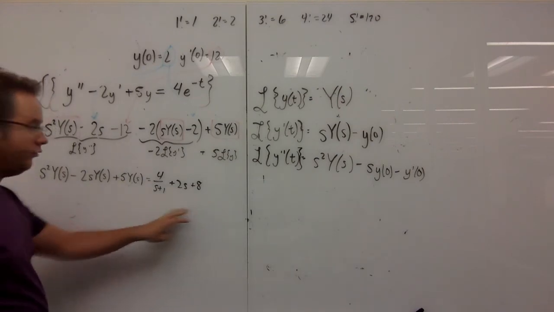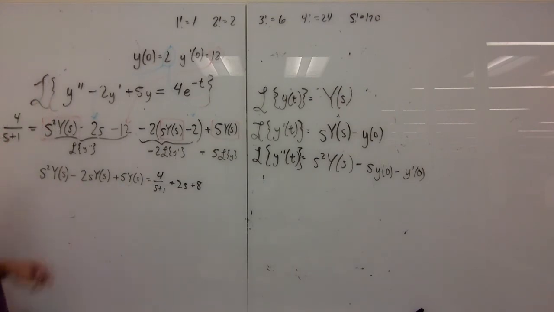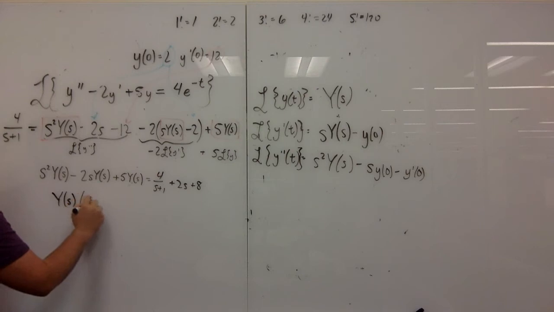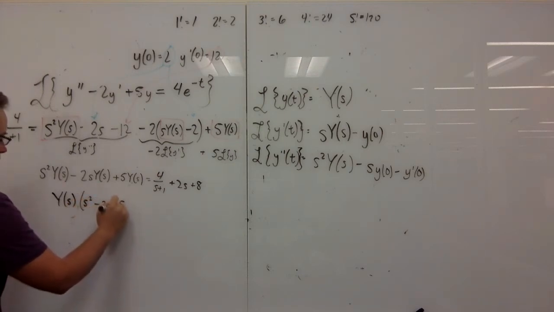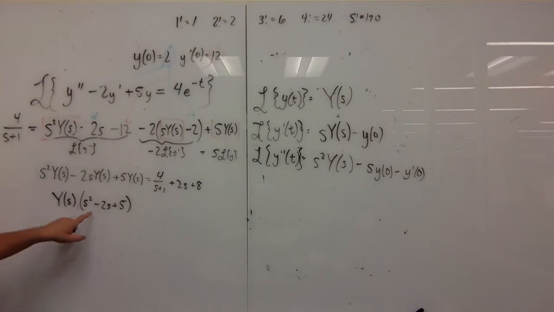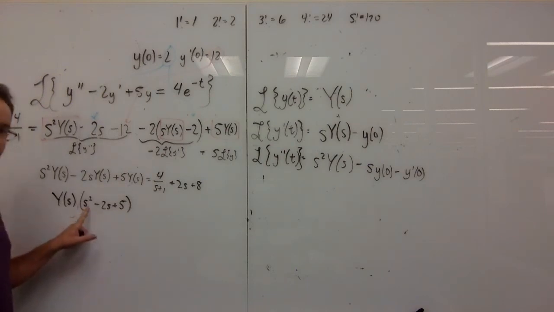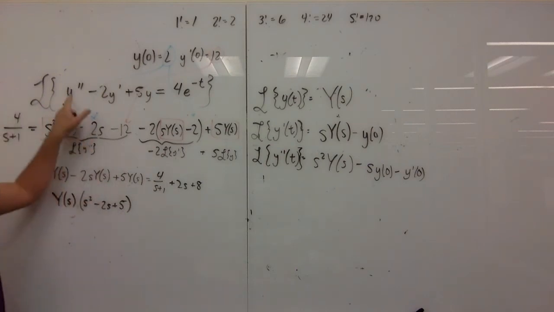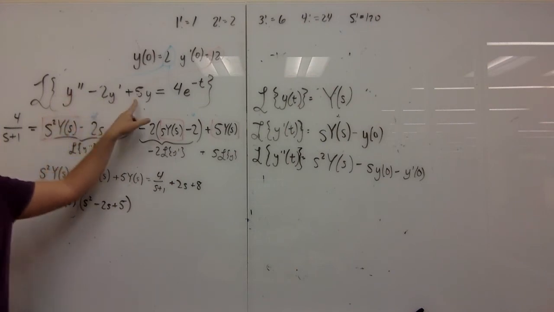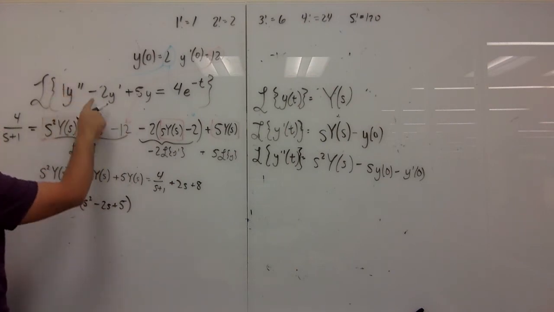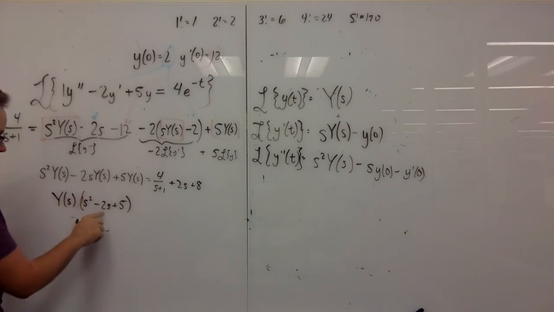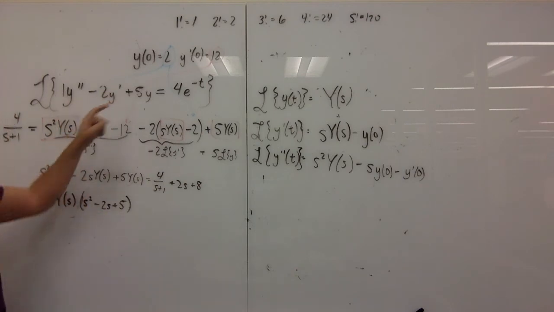I'm going to do a couple things in this next step. I'm going to factor out Y of s from this. By the way, look at the coefficients of s here. s squared minus 2s plus 5. We had y double prime minus 2y prime plus 5. This is not a coincidence. 1, negative 2, 5. 1, negative 2, 5. That will always happen. If you get something different here than you did here, you messed up somewhere.